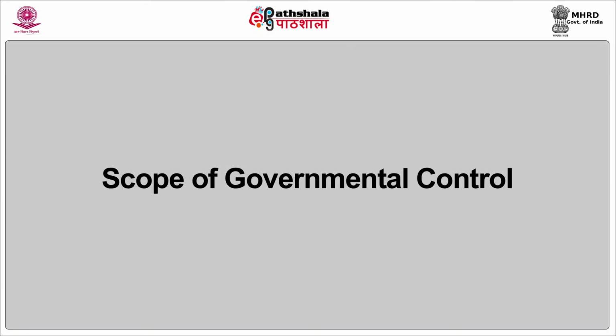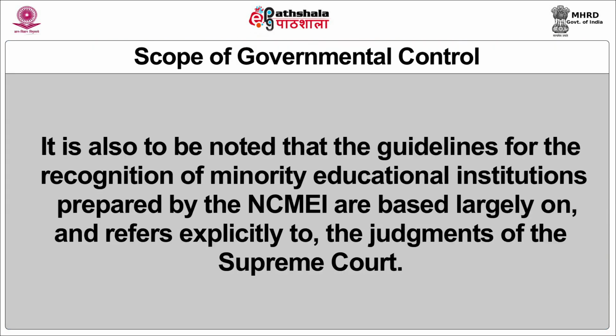Scope of governmental control. The ambiguous nature of Article 30 has brought many issues before the courts. It's because of this ambiguity that much of the law on minority educational institutions has been a product not of legislation but of the court's rulings. It's also to be noted that the guidelines for the recognition of minority educational institutions prepared by NCMEI are based largely on and refer explicitly to the judgments of the Supreme Court.